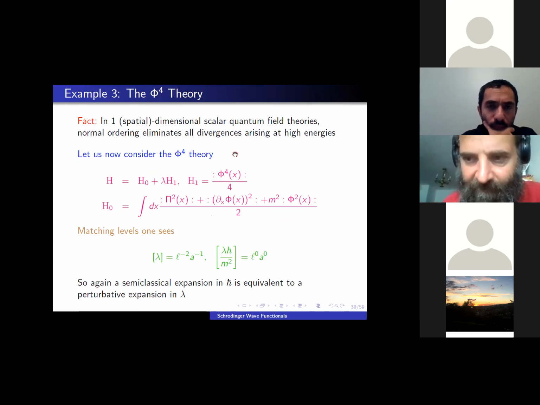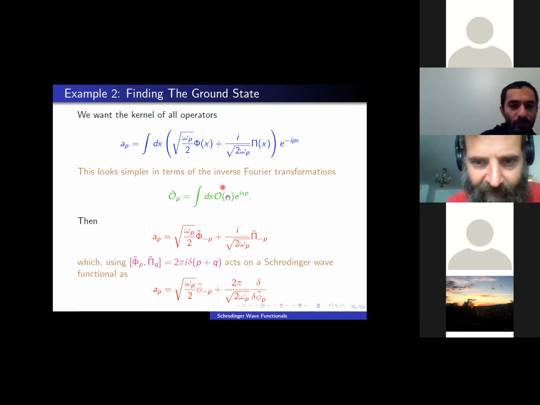Sorry, Jarah, what did tilde stand for again? The one that you have. Tilde is just the inverse Fourier transform. Okay, I see. Yep. All right.